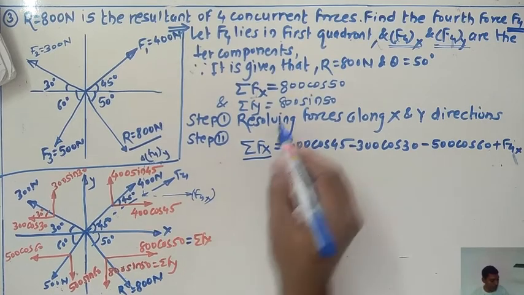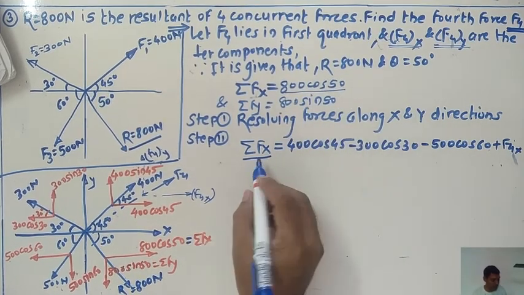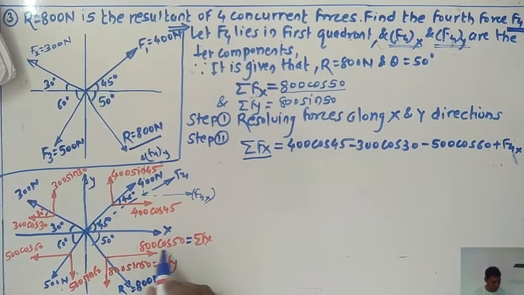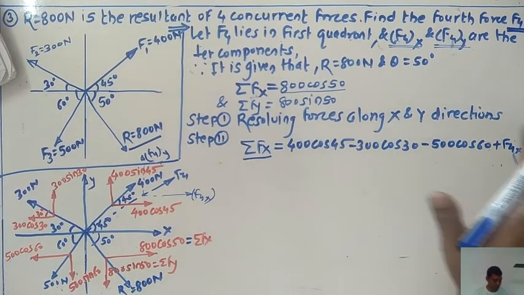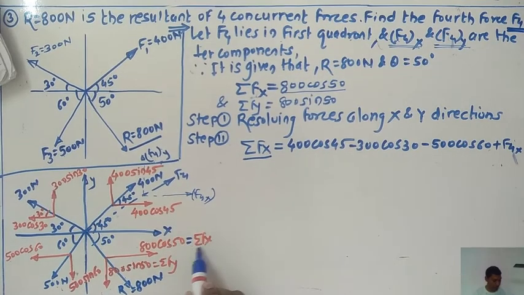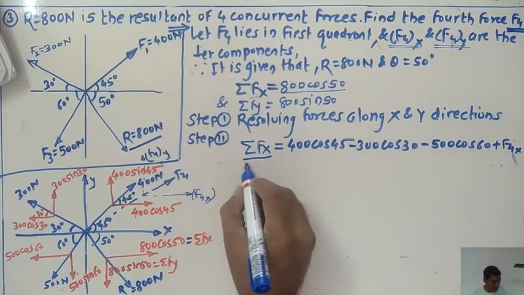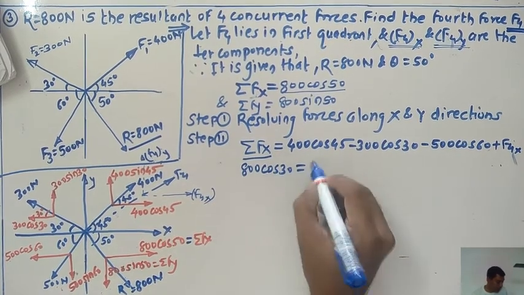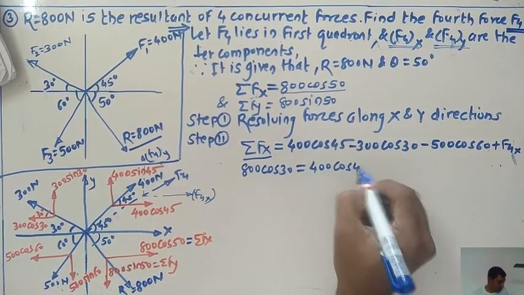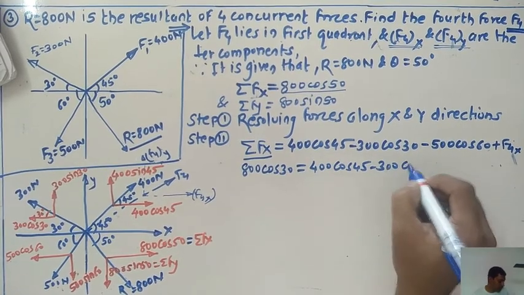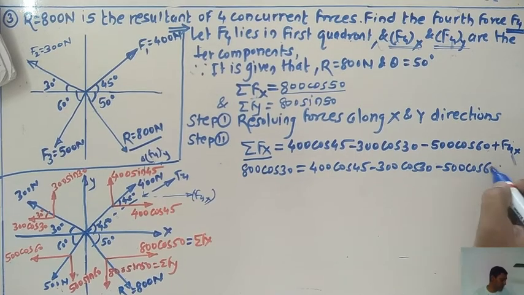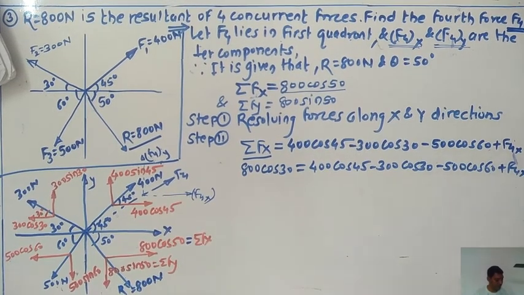In this case, the value for the summation of Fx is already given, so it is not necessary to write this force on the right side. Write this on the left side: 800 cos 30 equals 400 cos 45 minus 300 cos 30 minus 500 cos 60 plus F4x. Now only F4x is the unknown quantity.